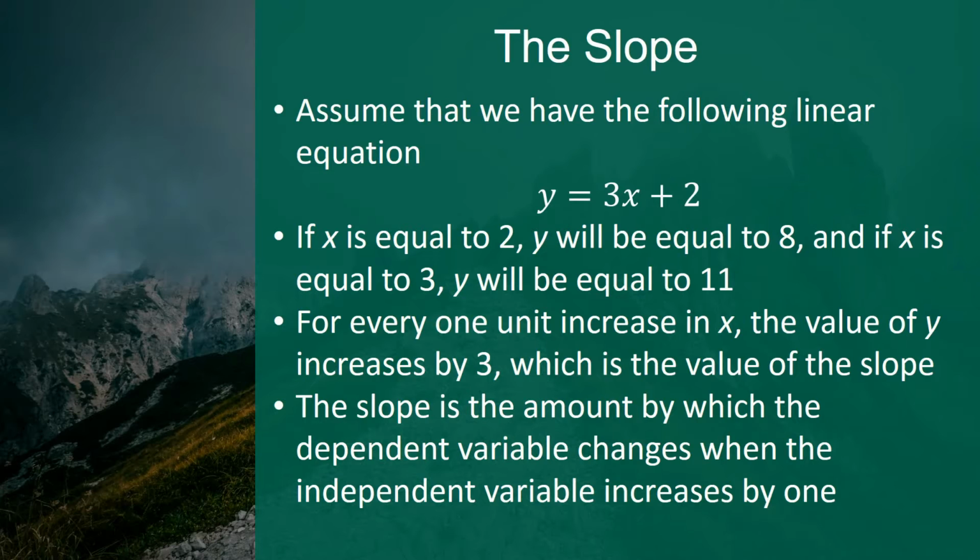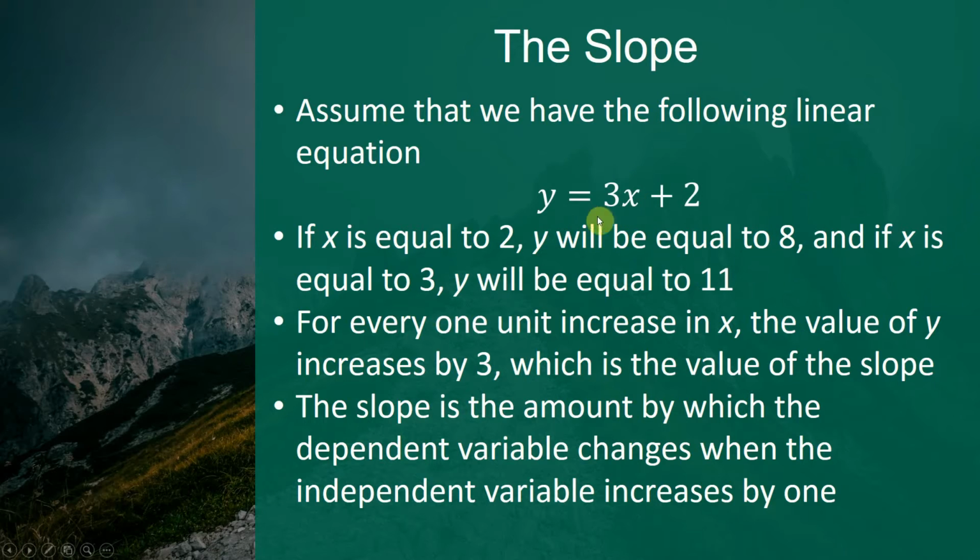Assume we have the linear equation y = 3x + 2 over here. Now, if x is equal to 2, then y is going to be 3 times 2, 6, plus 2, 8. And if x is equal to 3, then y is going to be 9 plus 2, which is 11. Notice here that when x increased from 2 to 3, which means that when x increases by 1 unit, y increases from 8 to 11, y increases by 3.